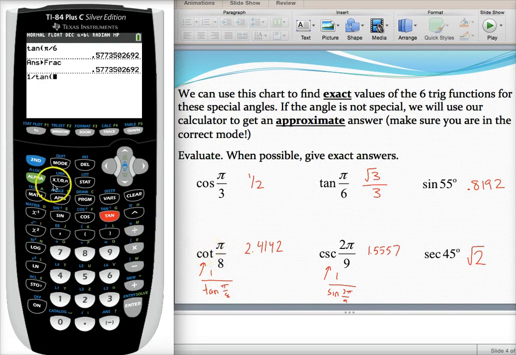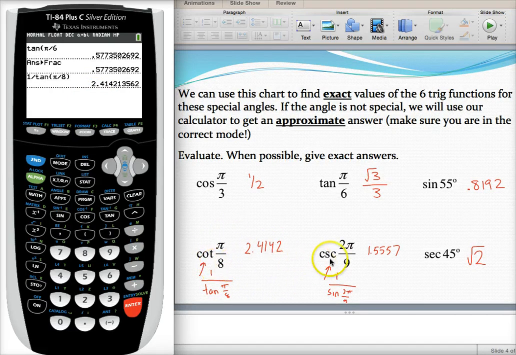Now, don't do the reciprocal of that. I've seen people do that, and that's very wrong. Pi over 8 stays pi over 8. And so that's the only way to get that typed in. Well, the only way I'm going to show you to get it typed in. And there's where I got my approximate answer. And again, decimals are okay here because pi over 8 is not one of my special angles.